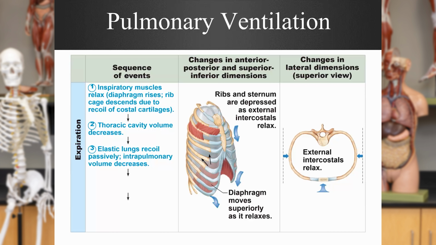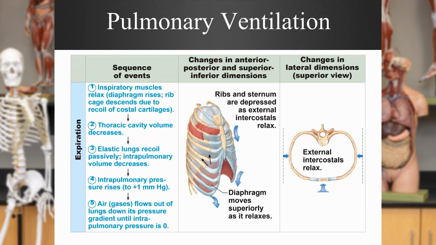The lungs want to recoil, which means that the intrapulmonary pressure, the pressure inside the alveoli, is now +1. It went up by 1 millimeter of mercury, because as the lungs got smaller, the volume decreased and the pressure increased. Which means that the air is flowing out of the lungs. You're trying to reach equilibrium, so it's going from the high pressure inside the lungs to low pressure in the environment around.